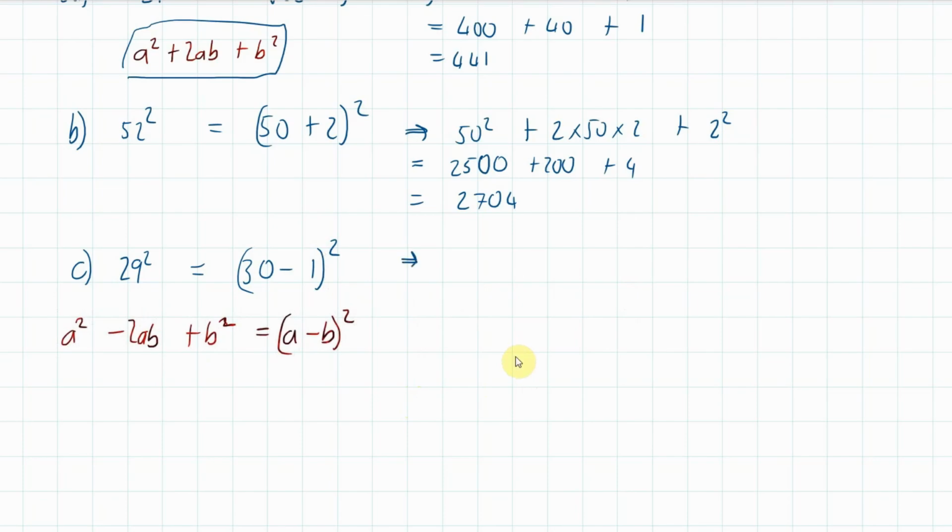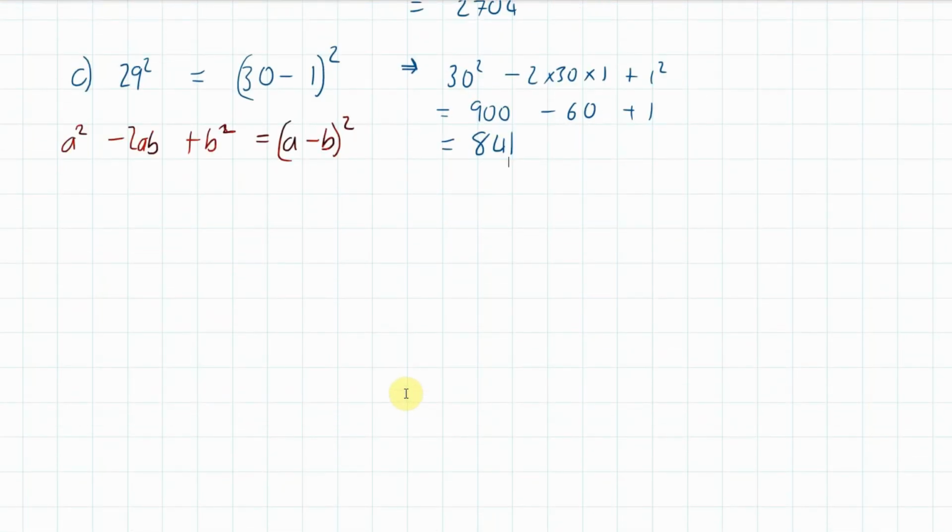So let's try that. Well, a squared, 30 squared, minus 2 times a times b. So it'll be minus 2 times 30 times 1. The minus is recognized by that minus in front of the 2. And then plus b squared, so plus 1 squared. Now what does this give us? Well, it'll be 900, take away 60, plus 1. And that should give us 841. So you can check that on your calculator.